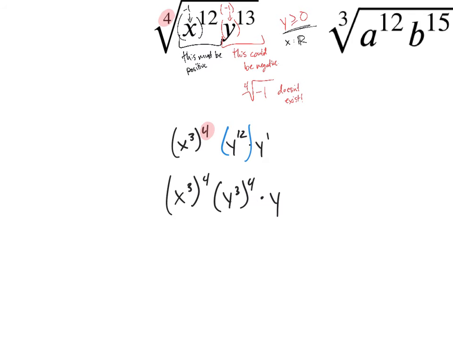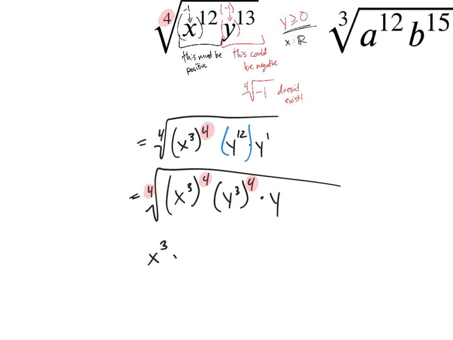We're still taking the 4th root of all of this stuff, so I should have had that there also. Okay, but now we have the index matching the exponents here and here. So we can take those things out, like that. We still have the 4th root of y in here because that's what is left right here.